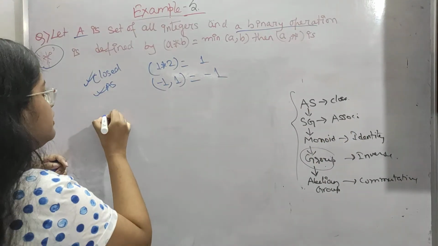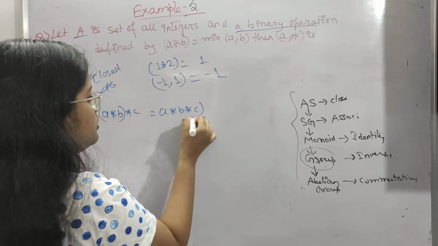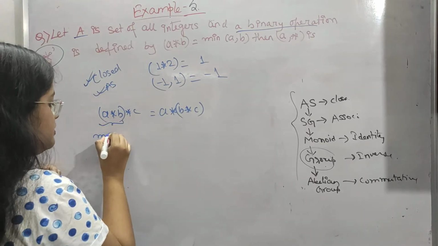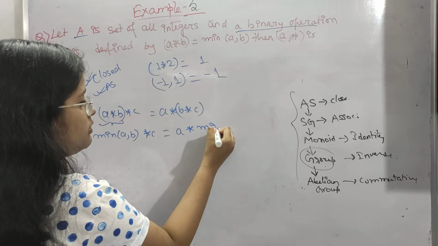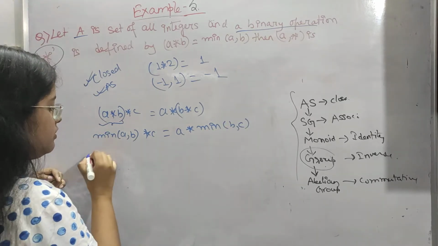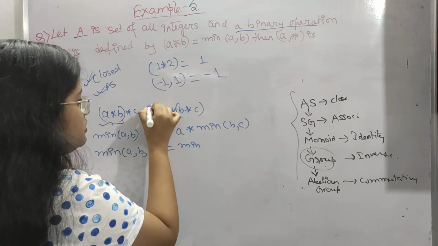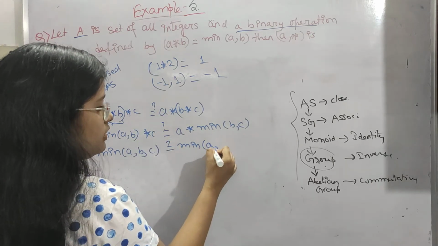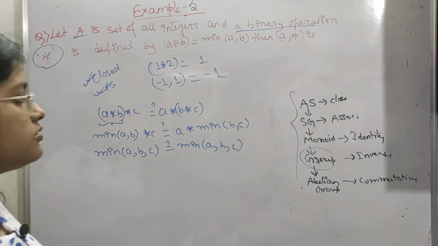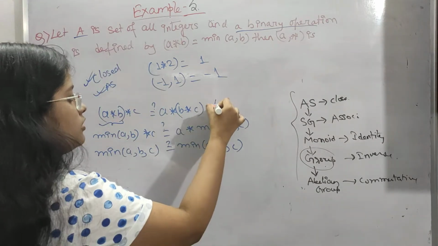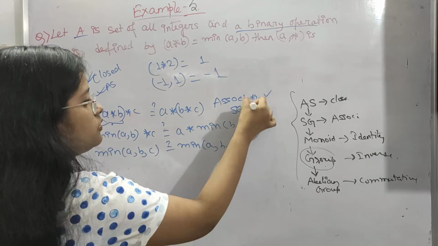So let's take (A star B) star C, these two first, and then A star (B star C), these two first. If we apply this first, it is the minimum of A comma B, then star C. Again, A star the minimum of B comma C. Taking all this, it is the minimum of A, B, C, and here also the minimum of A, B, C. So it is basically the same thing. I have to find the minimum of all these three elements. So it is associative. Since it is associative, it is a semigroup.